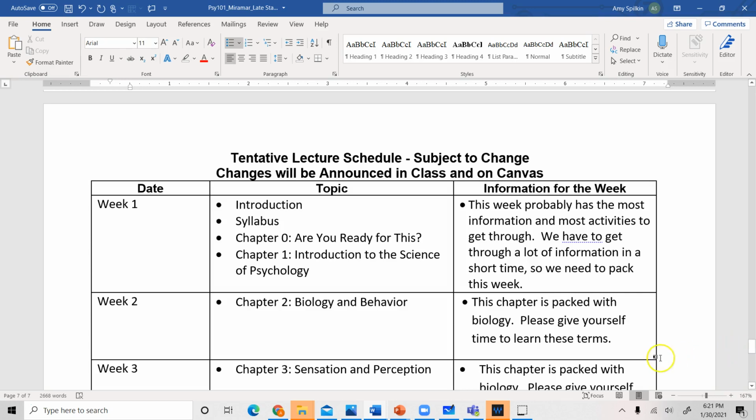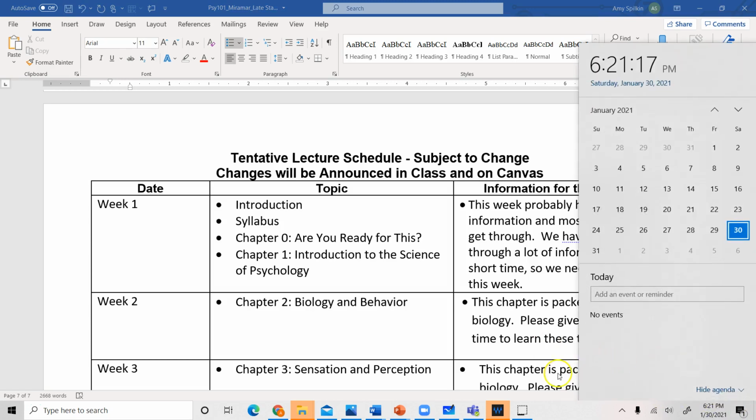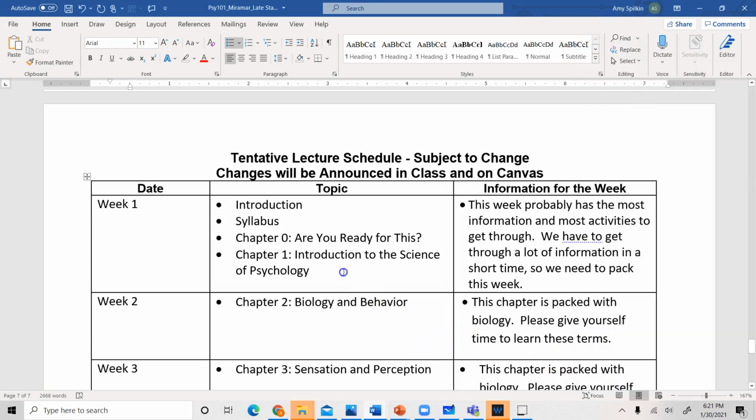Okay, so this week we have Introduction and Syllabus, Chapter 0, are you ready for this? It's not fair, there's a Chapter 0, but there is. And then Chapter 1, Introduction to the Science of Psychology. As I say here, this week probably has the most information and the most activities to get through. We have a lot of information to get through in a very short time, so we really pack this first week.